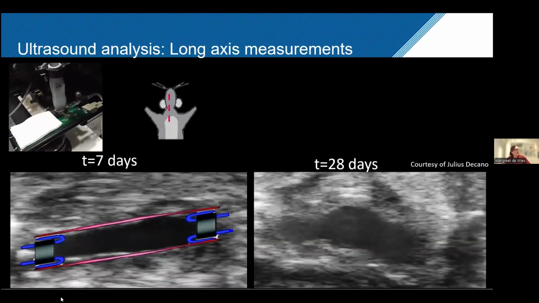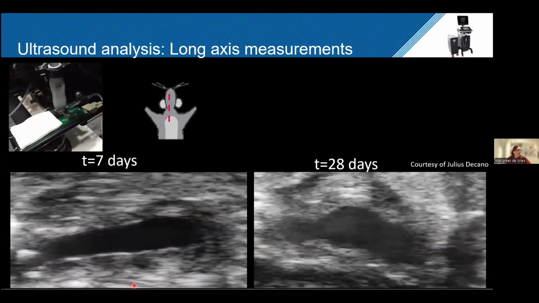Here you can appreciate how we do the ultrasound analysis in these mice. We do long axis measurements. As you can see here, we use the Vevo 3100 system. And here you can see a B-mode image of a 7-day vein graft, where we can really see a straight bypass. And after 28 days, this bypass is quite tortuous. It's remodeled and the vessel wall is thickened.